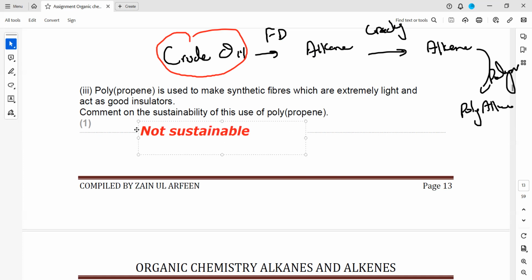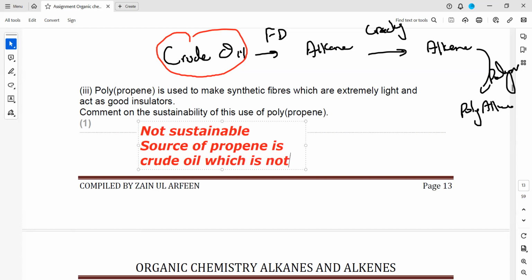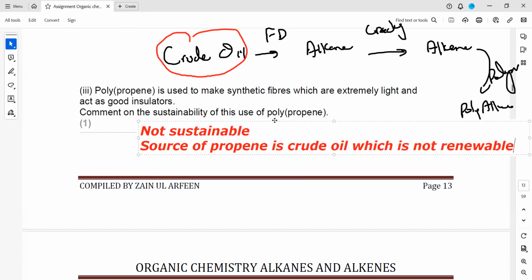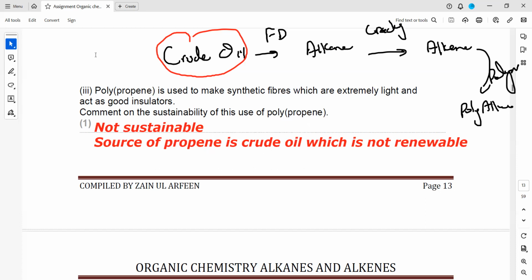And what is the reason for that? Because the source of propene is crude oil, which is not renewable. And when we say it's not renewable, it's that the rate at which it is forming is much slower compared to the rate of consumption. So we will run out of crude oil.